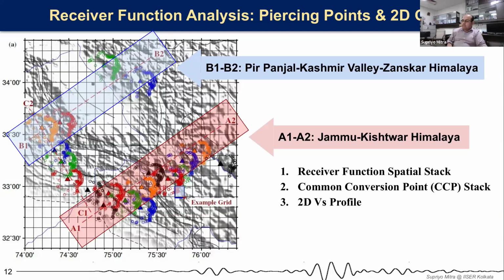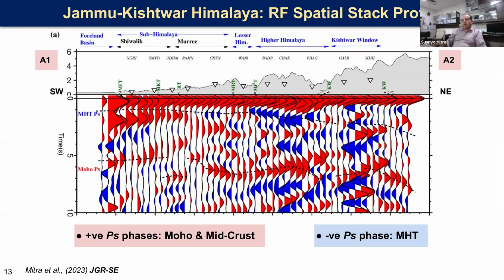The way I'm going to present these results is first I'll show you what the receiver function spatial stack looks like. Then I'll do a common conversion point CCP stack, where you essentially collapse the energy onto a 2D plane and look at where you have the conversions, where the maximum energy is from, and then you kind of color code them. And then I'll show you a 2D velocity profile out of the 3D model, and I'll compare all the three to show you what it highlights about the structure underneath the site. So let me start with the Jammu-Kishtwar Himalayas.